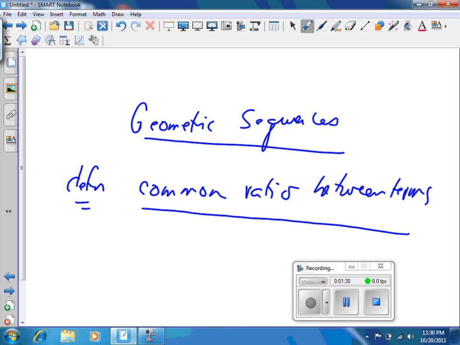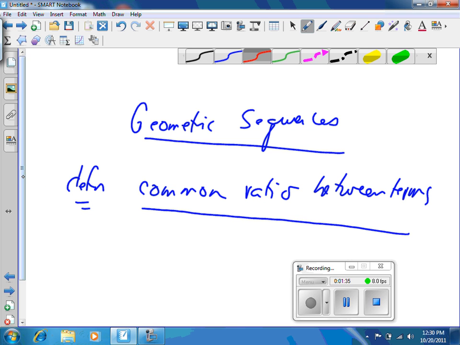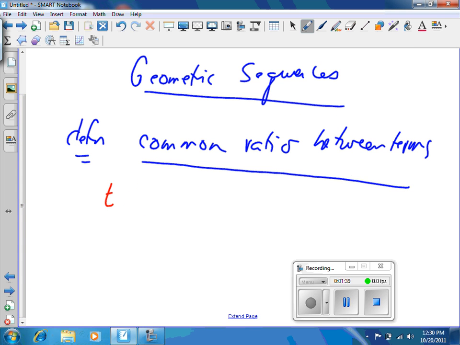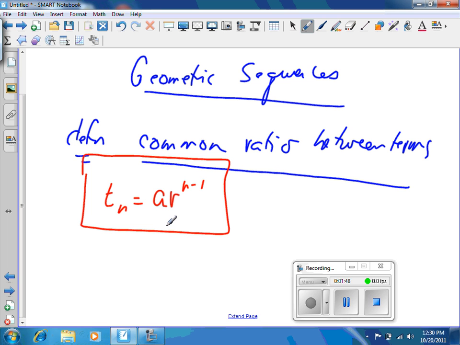That's the definition. Now, if you want to have a formula, we derived it last day, and the formula for the geometric sequence is AR to the n minus 1. This is the formula. Formula is only good if you know what it stands for. So this is for finding the general term or any particular term. You can find the 7th term, the 100th term, if you know A, R, and N.